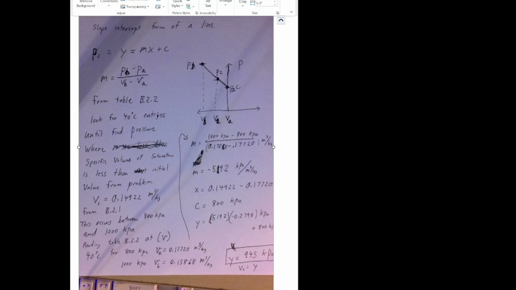It was a negative slope. And then x is the position from here to here, so just the difference between the two. With that, I solve for this, which was this 5192, and then here's my x value, and then I added it to 800 kilopascals, and that comes out to be 945 kilopascals. So this is how I thought about it and how I interpreted this one to solve it. And that is that for that one.